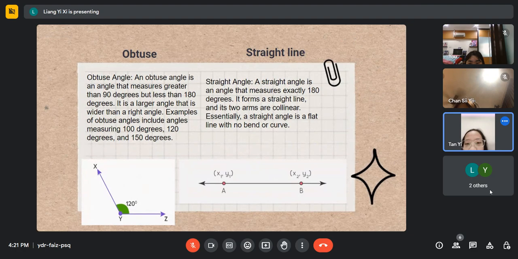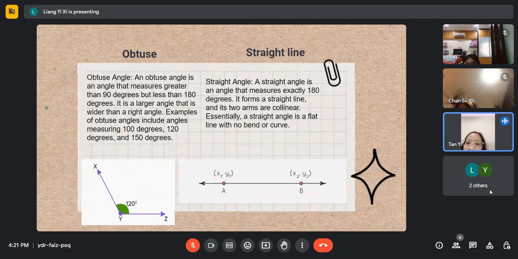Obtuse angle. An obtuse angle is an angle that measures greater than 90 degrees but less than 180 degrees. It is a larger angle that is wider than a right angle. Examples of obtuse angles include angles measuring 100 degrees, 120 degrees, and 150 degrees.